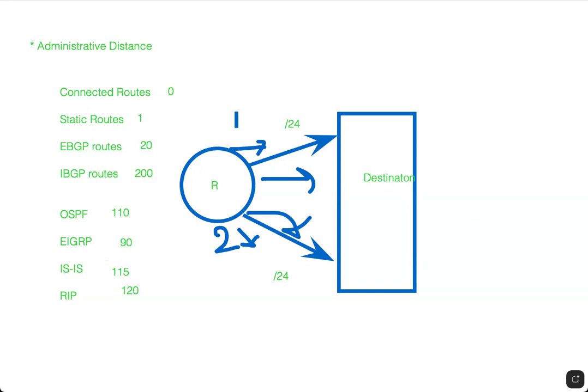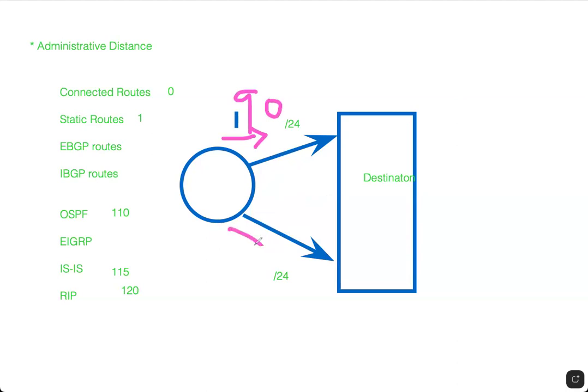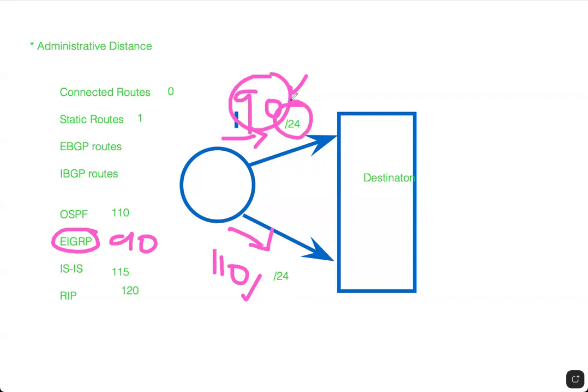Now, in our example, we have two paths. Path 1 is learned via EIGRP. The EIGRP value is 90. And path 2 is learned via OSPF, which is 110. So now, which path will be chosen? 90 or 110? 90, yeah, because the EIGRP value is 90. The lowest AD value is preferred. So the EIGRP path is preferred when both the prefixes are the same. When both paths have the same prefixes, they will use the smaller AD value.